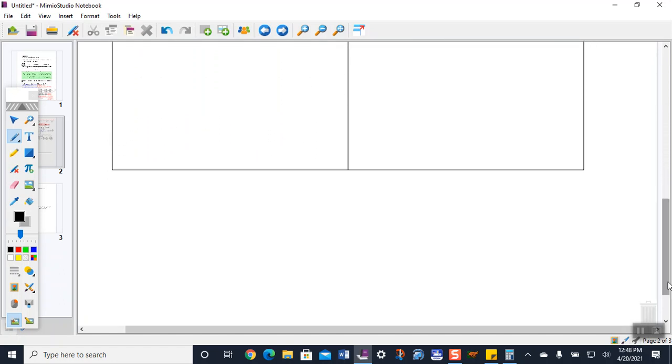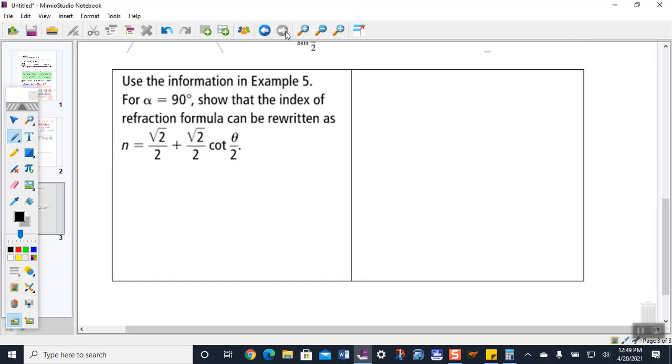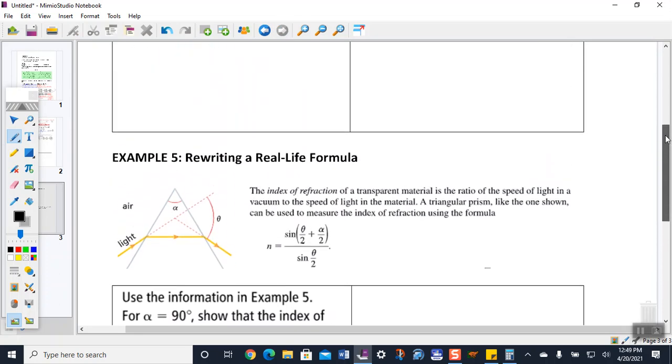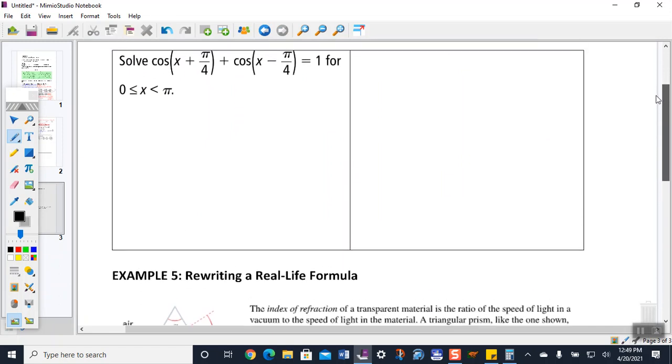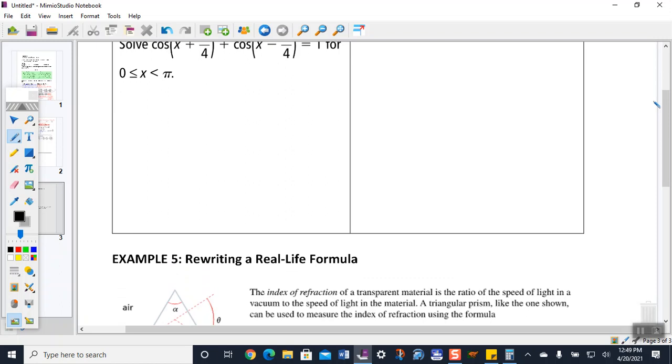Let me see what's on example 4. Look what. Already. Guys, I think we can get through example 3. Example 4 might be a stretch today. We'll see where we're at, okay?